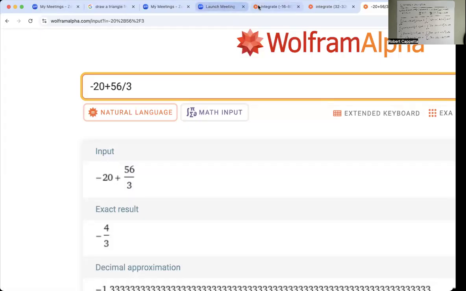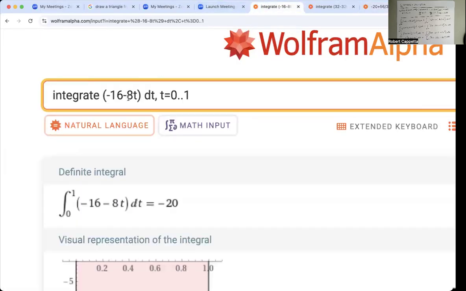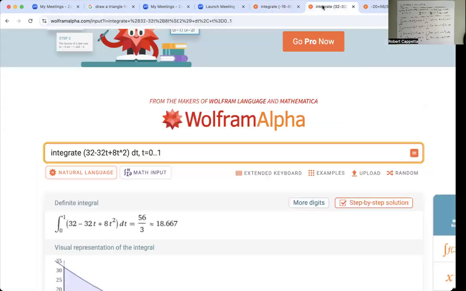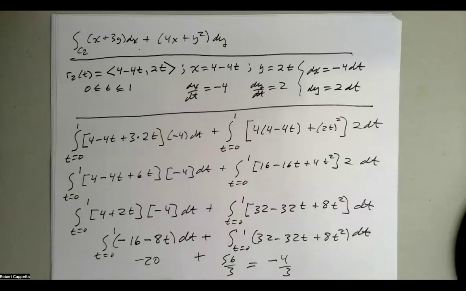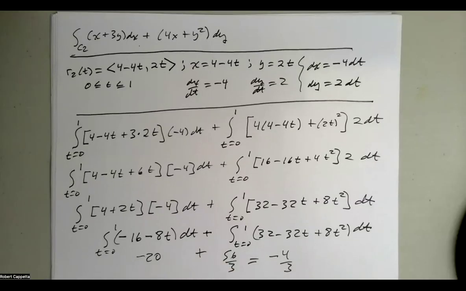So the integral of -16 - 8t from 0 to 1 is -20. Then we'll go to the integral of 32 - 32t + 8t squared from 0 to 1, and I get 56/3. And -20 plus 56/3, you might be able to do in your head. That, of course, is -4/3. So that is the integral over the second curve, that second line segment.